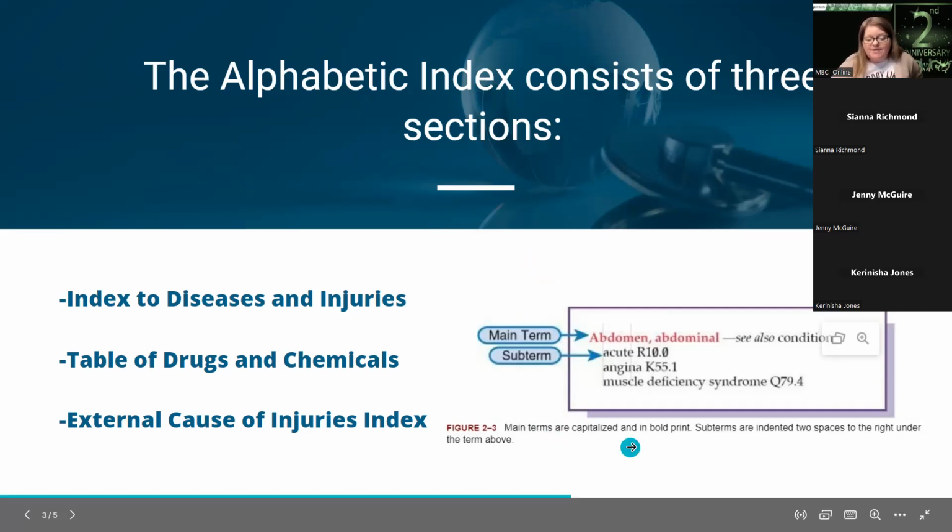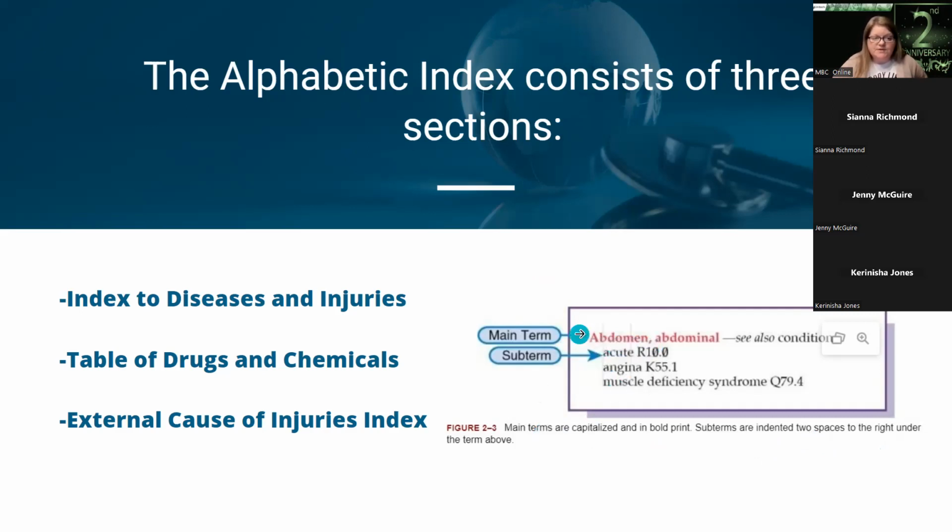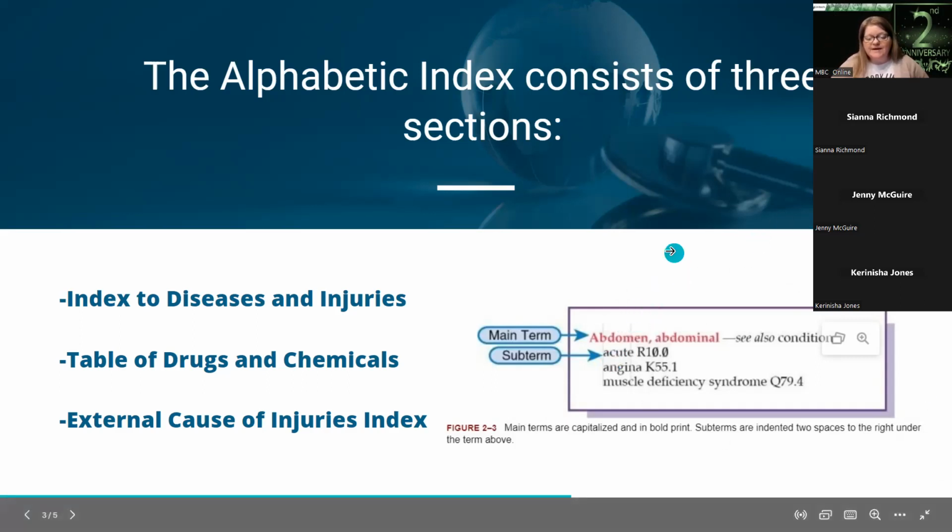Your main terms are capitalized in bold print. Subterms are indented 2 spaces to the right under the term above. So again, we're talking about that indent down. In all the manuals, in these alphabetic indexes, things indent down, and also in the tabular indexes they do the same thing. It's just a way of keeping things legible. Can you imagine if all of this information was lined up right under each other? You would not know what you're looking at. So that's the way it's set up.